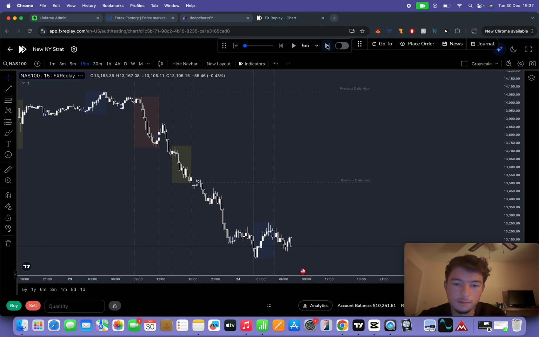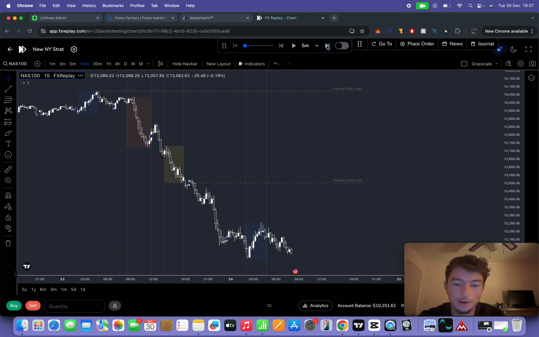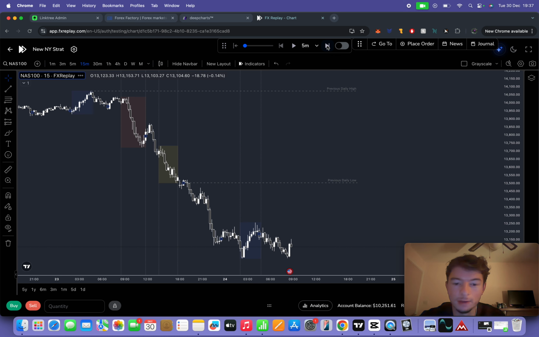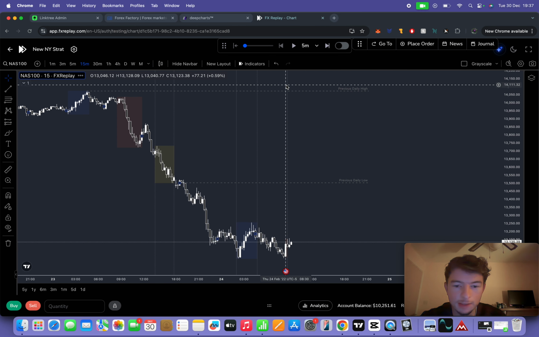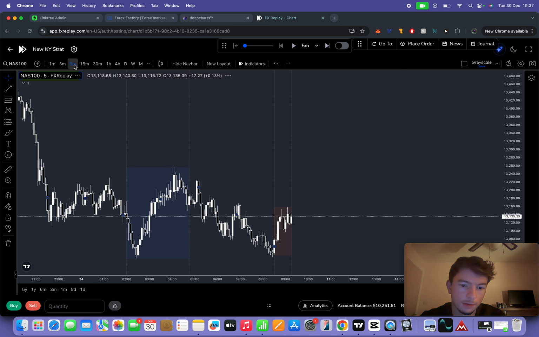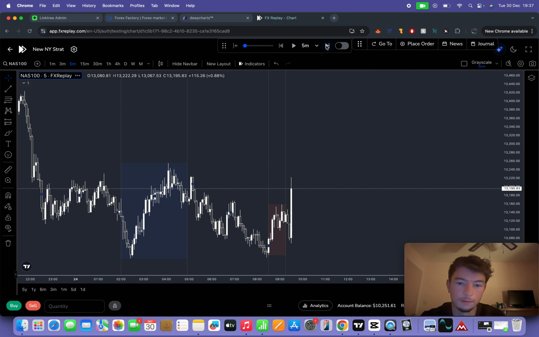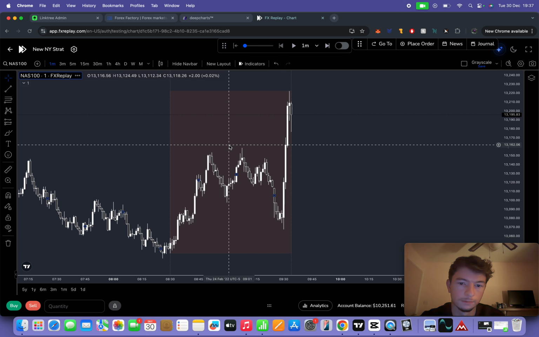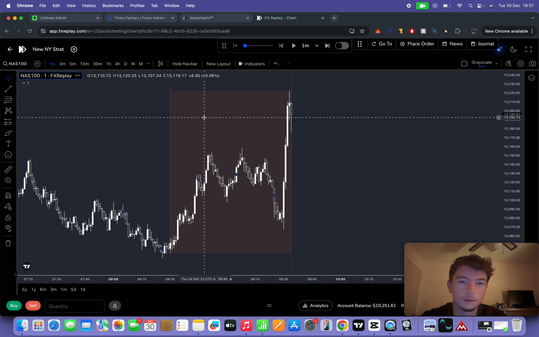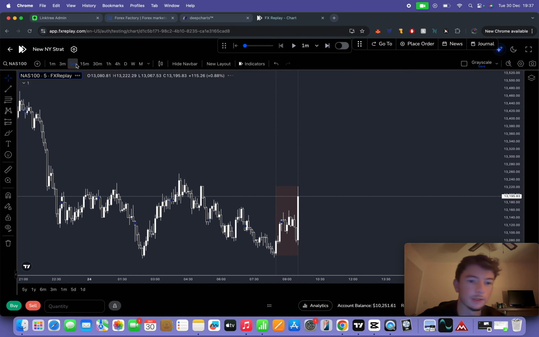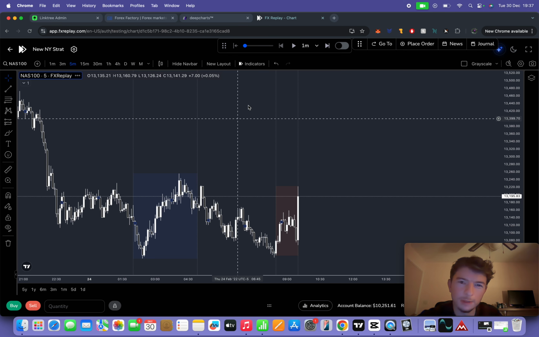So there is rarely a setup that actually takes place how I'm looking for it to form. Unless I'm just completely blind and missing it. 9:15. What are we? We've got London low there. 2025 day. Yep. 9:30. It's not traded above it or below one of the levels yet. Do you know what I mean?